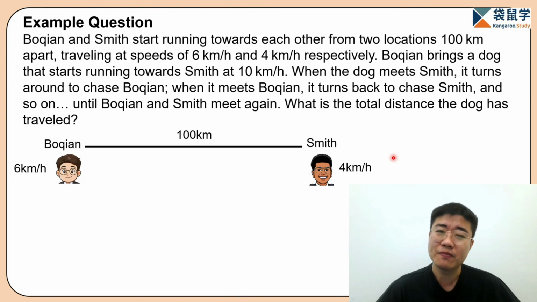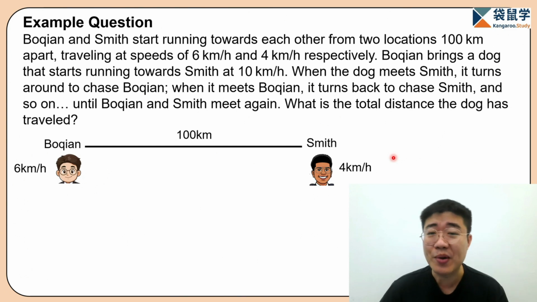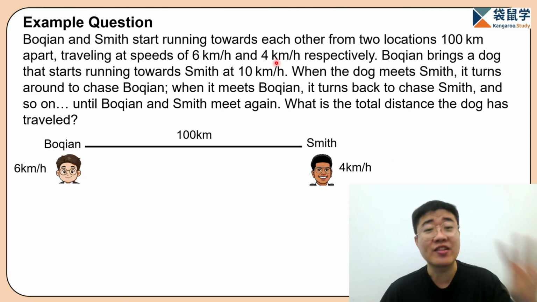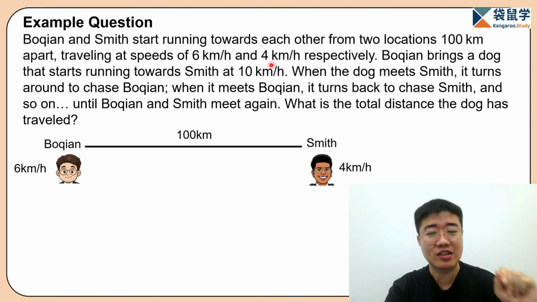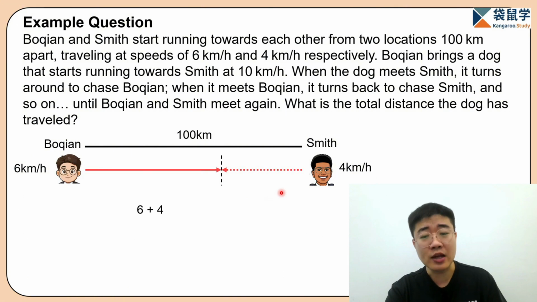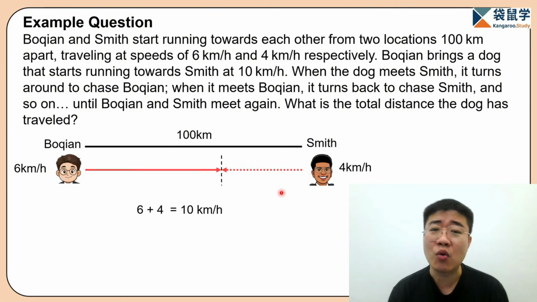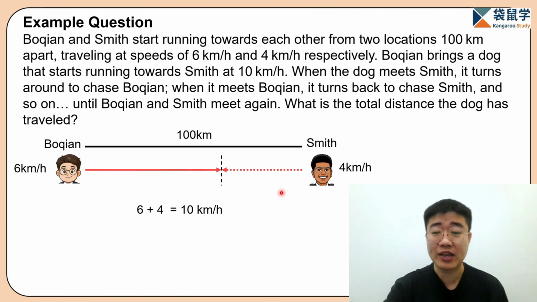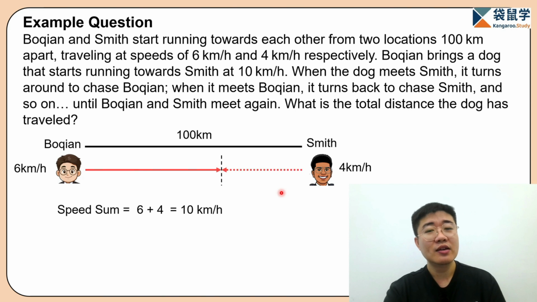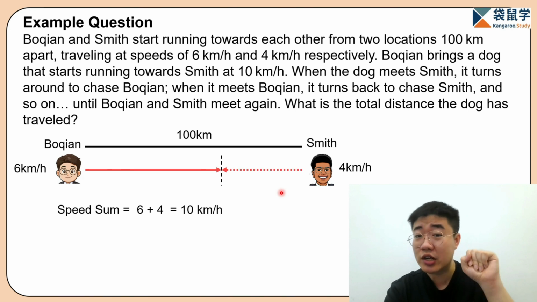Let's see what is the traveling time for teacher Bo Jian and teacher Smith in order to meet each other. So in order to solve this, let's check what's the distance traveled by them in every single hour here. We know that teacher Bo Jian traveled at a speed of 6. Teacher Smith traveled at a speed of 4. So for every single hour, they can travel 6 plus 4. This is 10 km per hour. So this distance traveled in 1 hour, we also have a name for it. This is what we call the sum of speed, or the speed sum. Now every single hour this is 10 km.